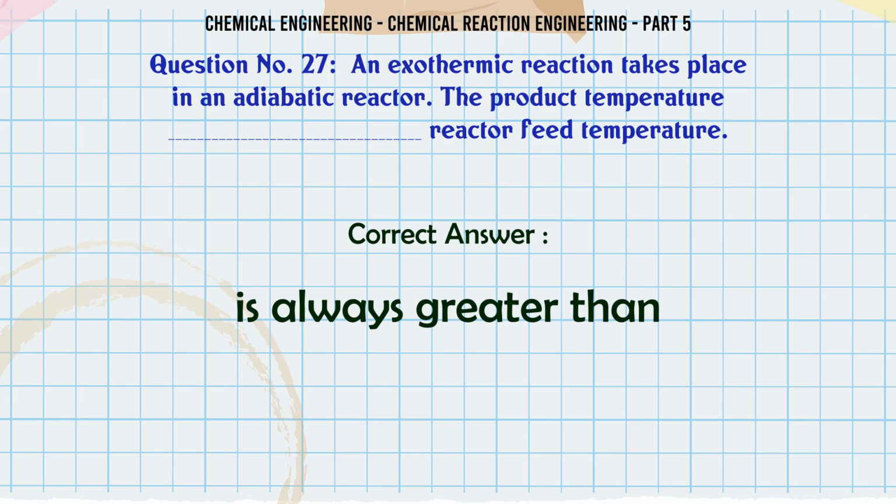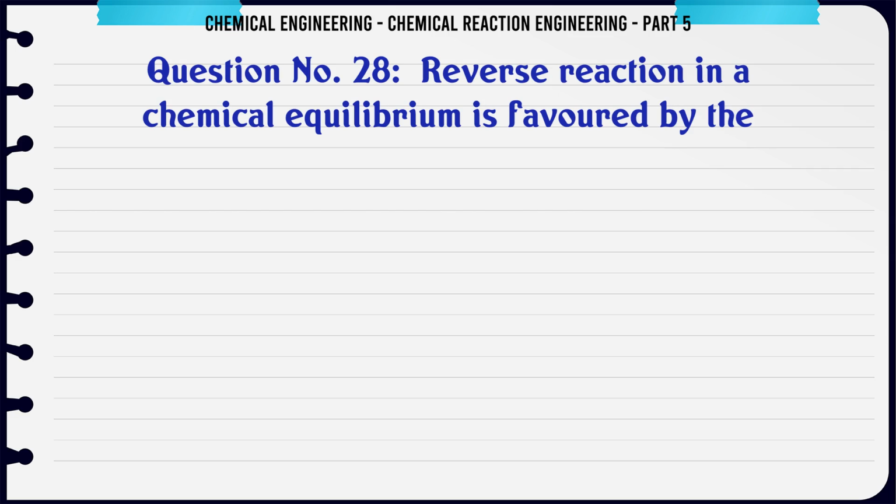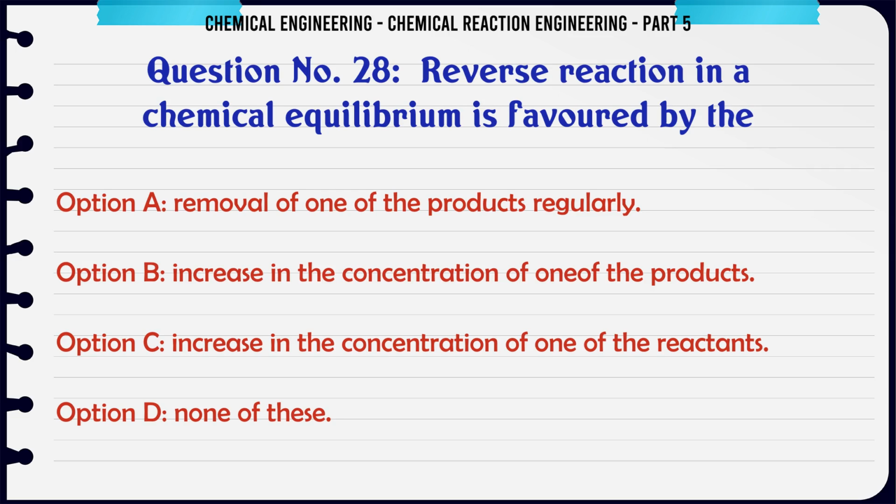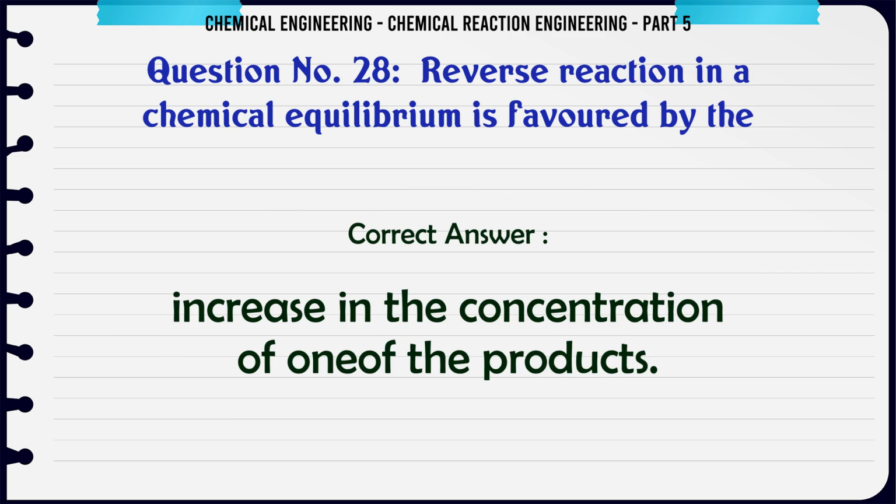Reverse reaction in a chemical equilibrium is favored by the A. Removal of one of the products regularly. B. Increase in the concentration of one of the products. C. Increase in the concentration of one of the reactants. D. None of these. The correct answer is increase in the concentration of one of the products.